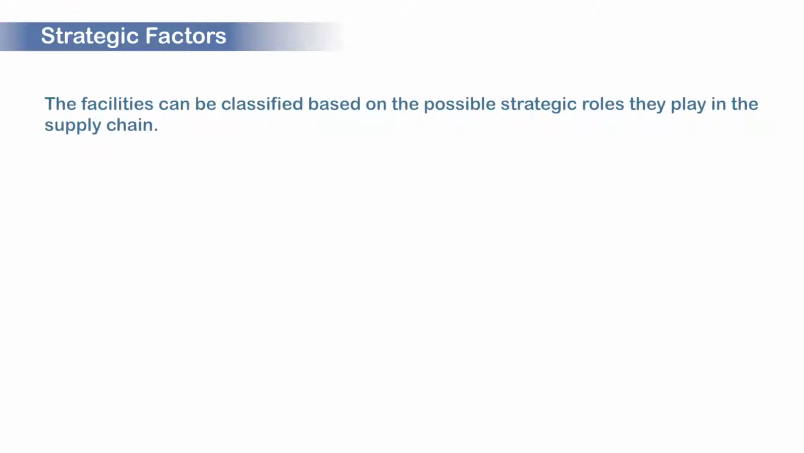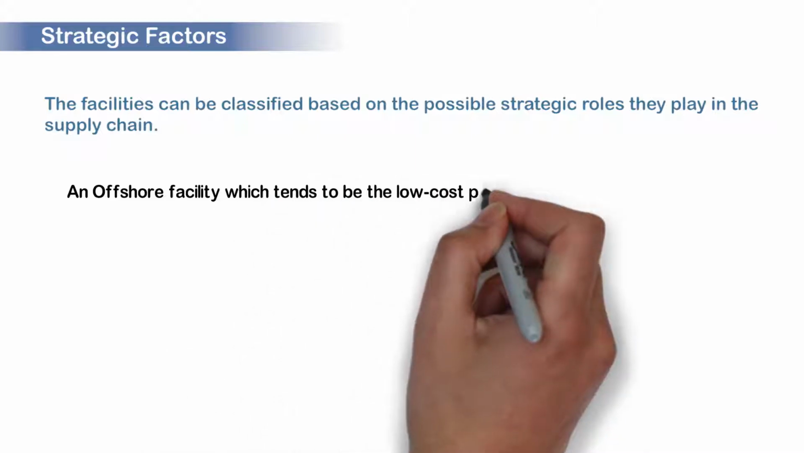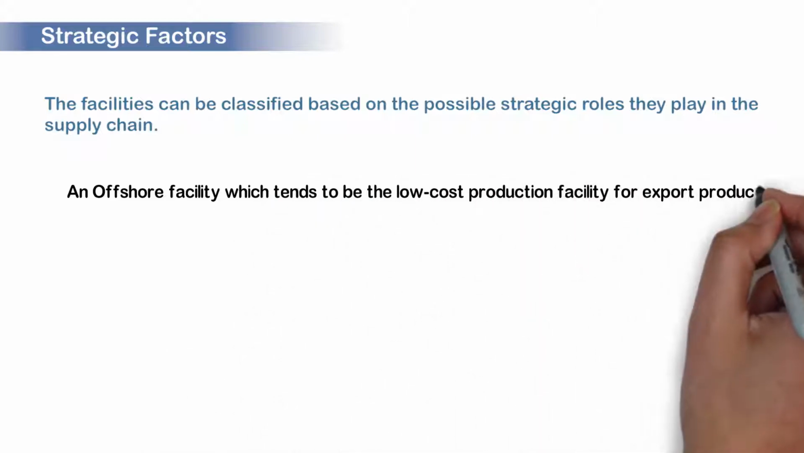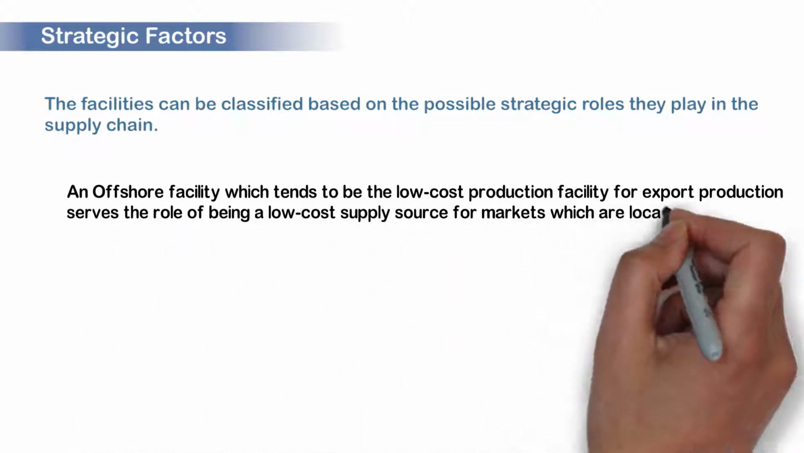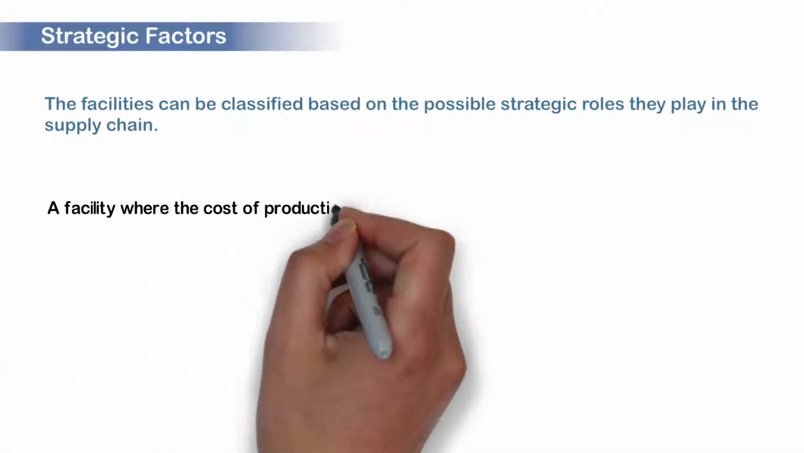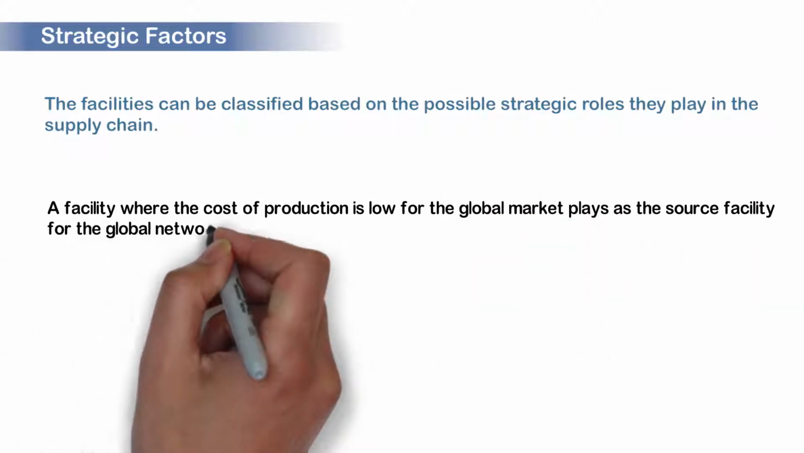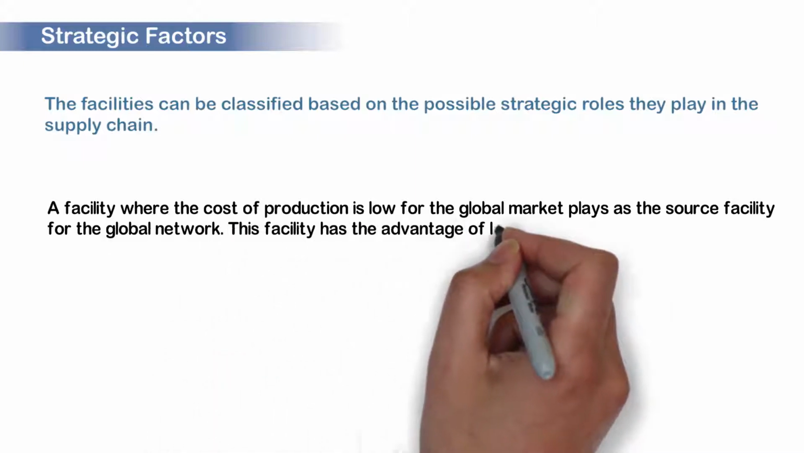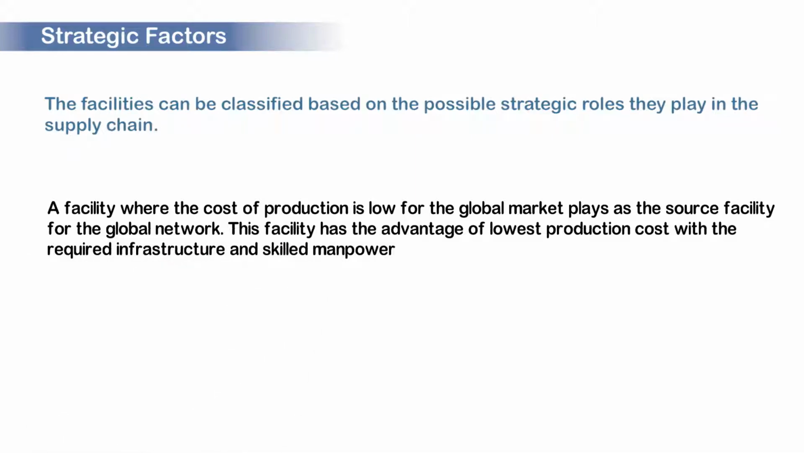The facilities can be classified based on the possible strategic roles they play in a supply chain. An offshore facility, which tends to be the low cost production facility for export production, serves the role of being a low cost supply source for markets which are located outside the country. A facility where the cost of production is low for the global market plays as the source facility for the global network. This facility has the advantage of lowest production cost with the required infrastructure and skilled manpower.